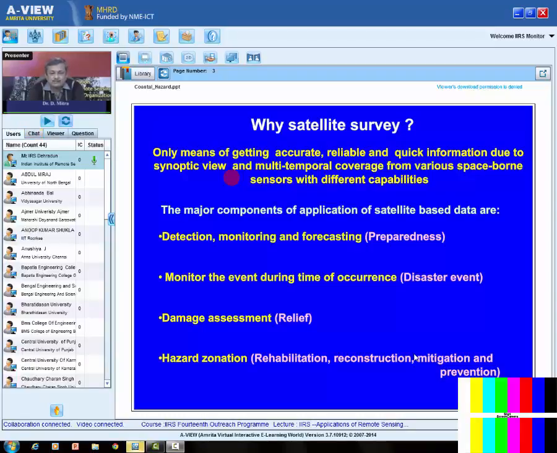Now damage assessment is very important because it is directly related to your relief operation. How much area has been damaged, how much infrastructure has been damaged, how much agricultural land has been damaged. That will tell you how much relief you are supposed to put in that region. That is very important for the district administrator or the commissioner.